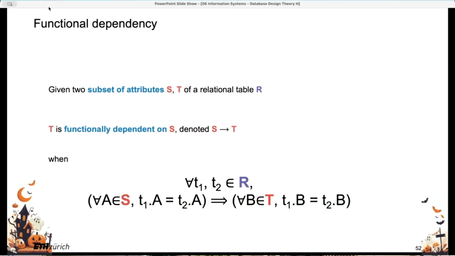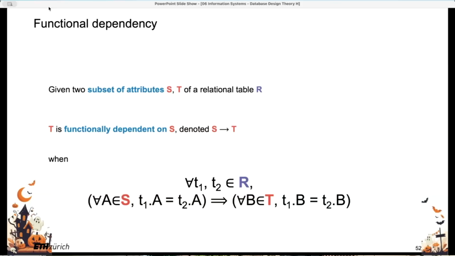For the sets of attributes, I use the letters S, T, U, and so on, right? And for A, B, C, I use them for attributes. It's only a convention to make it easier to understand, right? They could be called anything. So two subsets of attributes S and T within the schema of the table.